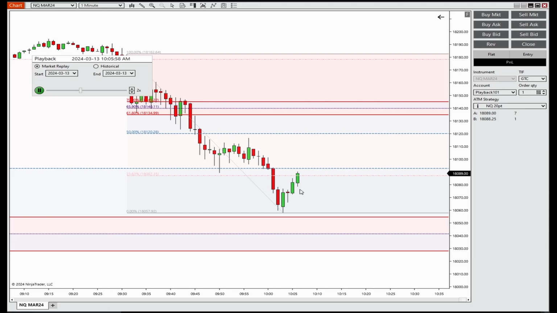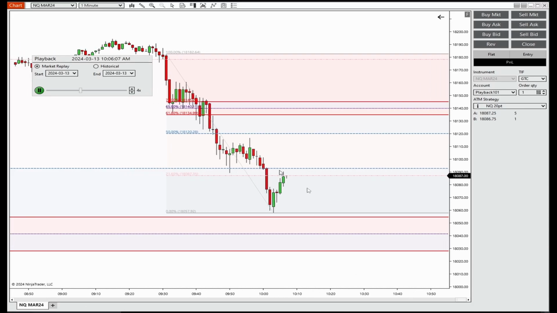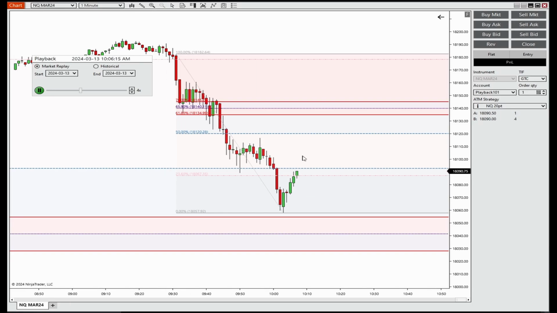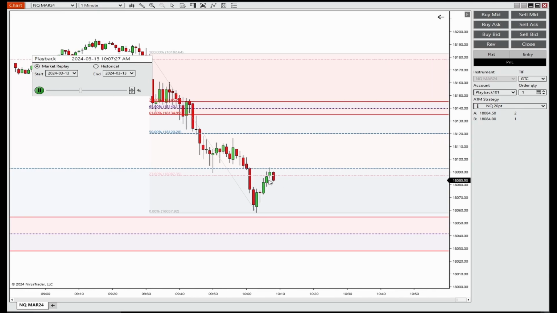Okay, so where are we at here? Speed this up a little bit. I'm still hoping for a drop down into this. Haven't quite got that yet, obviously. Right, we're expecting this low to mitigate this area. If we blast up, we might get a lower time frame reaction.